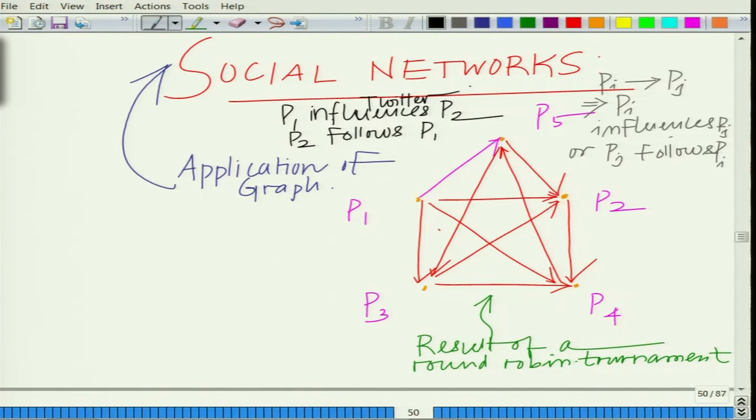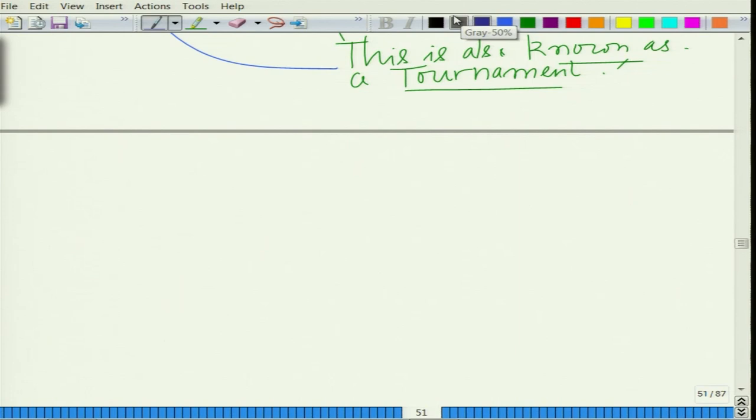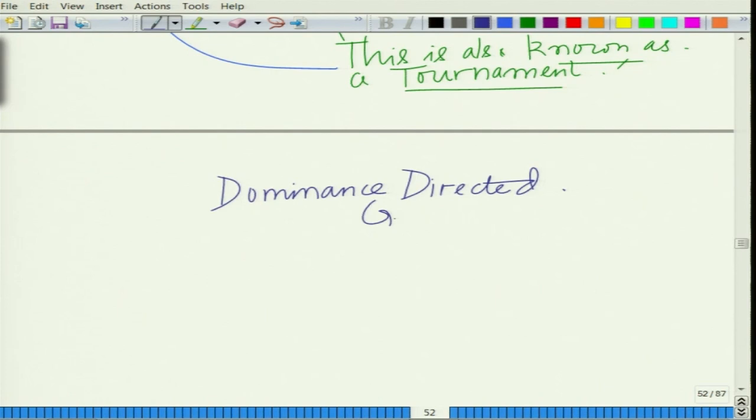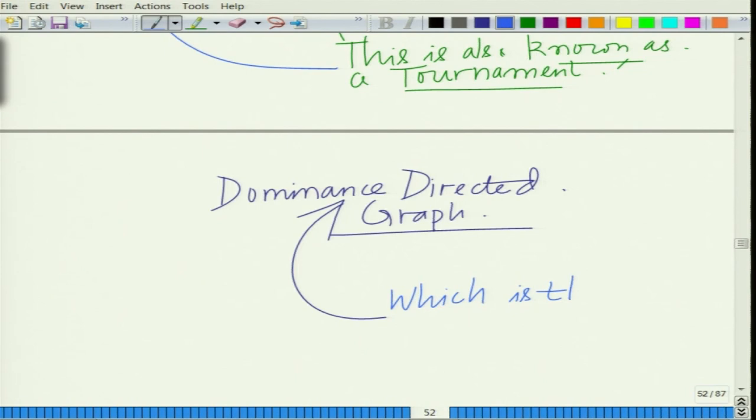Now, given this Twitter network, or given this dominance directed graph, we want to find the most influential node. The question we want to ask is, which is the most influential node, or which is the most influential person, in this dominance directed graph?